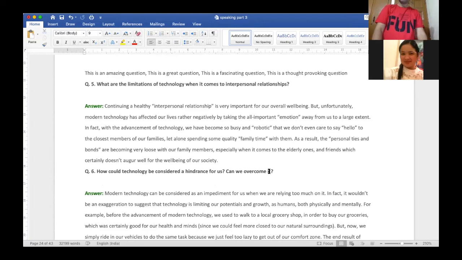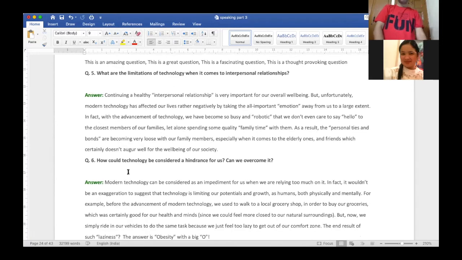Okay. So how could new techniques be considered a hindrance for us? And do you think we can overcome it? How could technology be considered a hindrance for us? Modern technology.